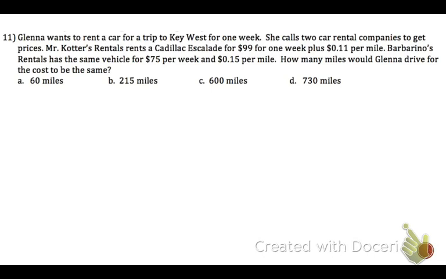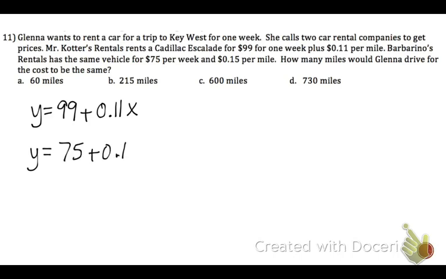Okay, we need to start by writing an equation for the first one. So we've got y equals 99 plus 0.11x. I'm putting the x with the 11 cents because it happens every mile. It happens over and over, and it has the word per with it. The other one is going to be 75 plus 0.15x. The way that we tell when these two cost the same is by setting them equal.